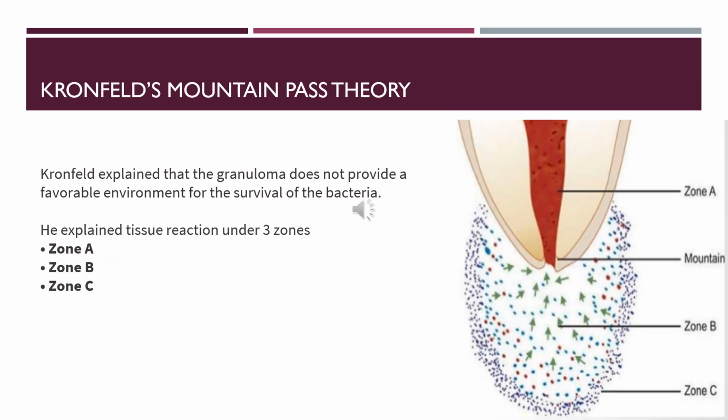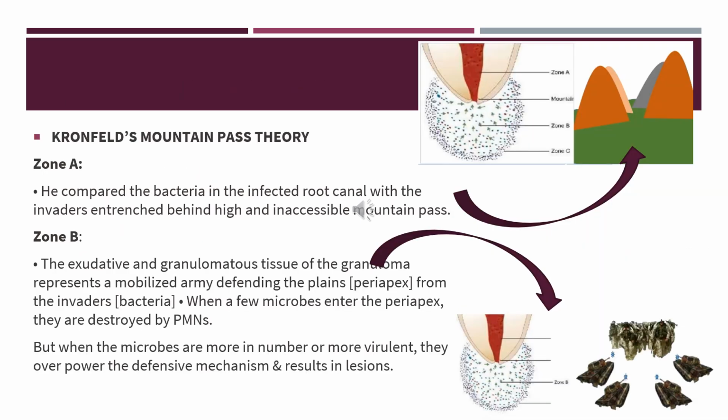Now the second theory is Kronfeld's mountain pass theory, which explains that the granuloma does not provide a favorable environment for the survival of the bacteria. According to this theory, there can be three zones: Zone A, Zone B, and Zone C. In Zone A, Kronfeld compared the bacteria in the infected root canal with the invaders entrenched behind high and inaccessible mountain paths. In Zone B, the exudative and granulomatous tissue of the granuloma represents a mobilized army defending the plains, which is periapex, from the invaders that can be bacteria.